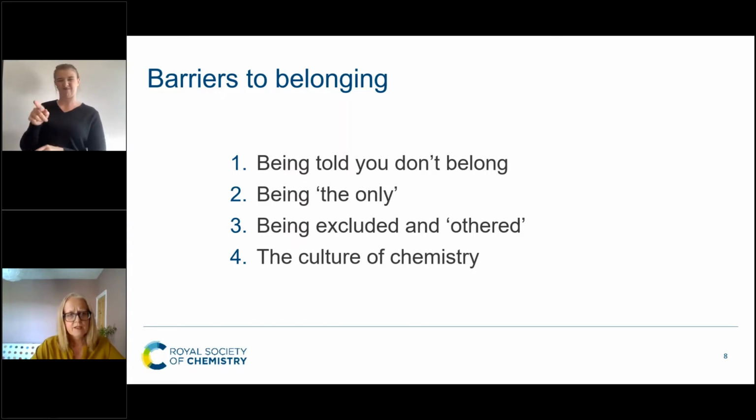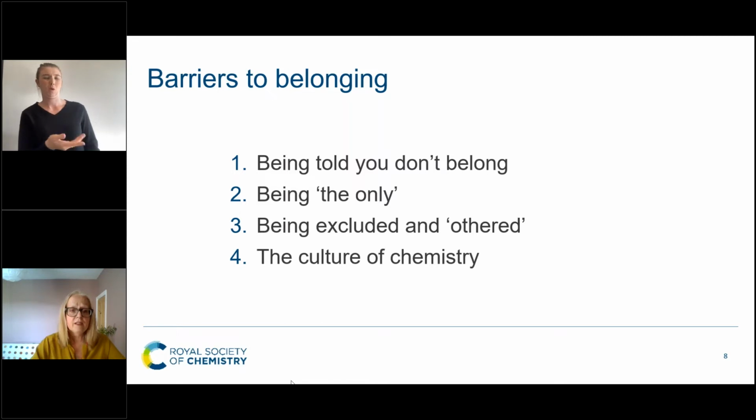The second thing that sometimes gets in the way of belonging is when you feel like you're the only. And what do I mean by that? Like the only woman in a senior position, the only minority ethnic chemist, the only out gay chemist, the only chemist with a disability. That sense of being the only can really act as a barrier to belonging. Feeling excluded or othered, having assumptions made about you, being repeatedly left out of meetings or office lunches or socials or whatever. That sense of exclusion, I mean, there's no surprises there, right? That also makes people feel like they don't belong.